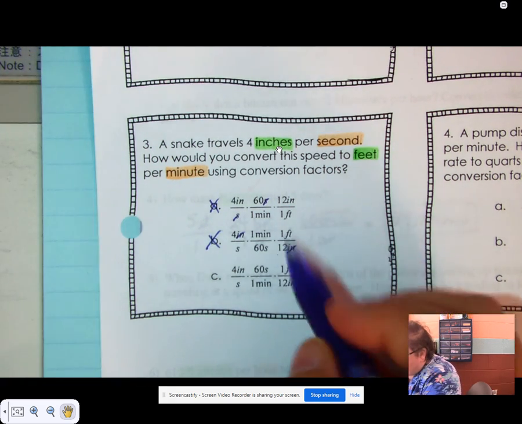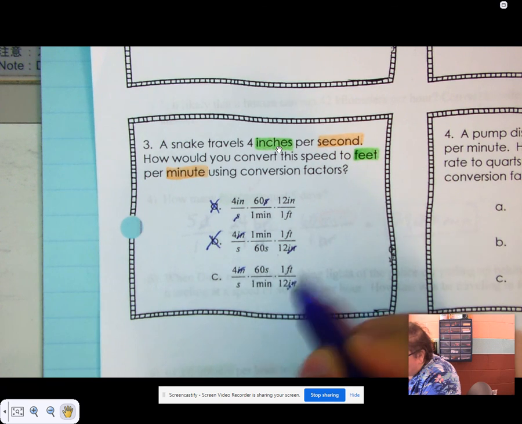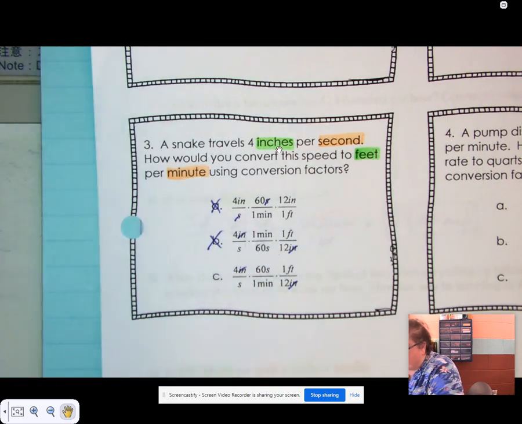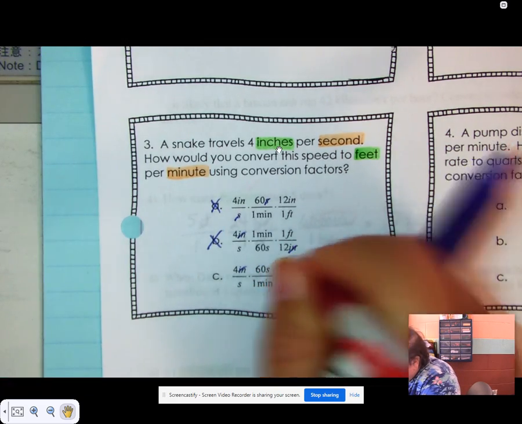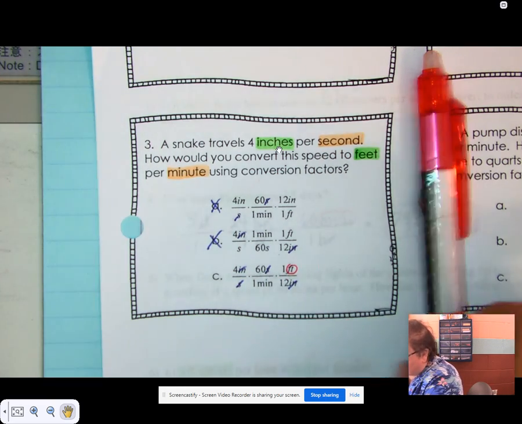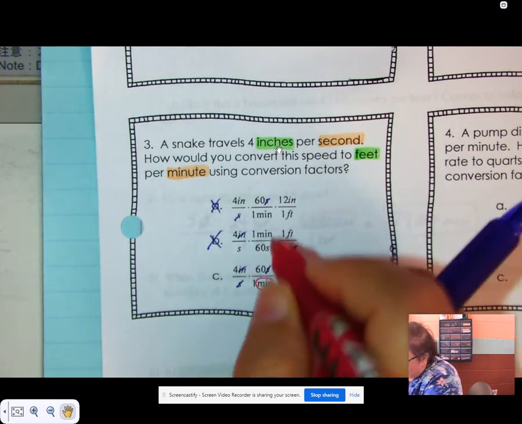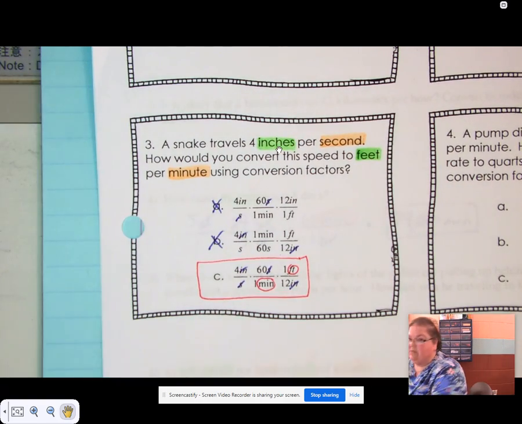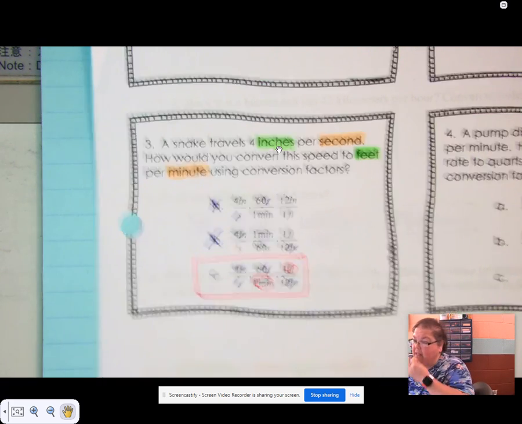Okay, let's look at C. Inches, do they cancel? Because remember, I'm trying to get to feet. So feet is what I have left. My seconds, my time, does cancel. My seconds cancel, and what do I have left? Minutes. So C is your answer. Okay. The multiple choice is a little more thought-provoking because you really have to think it through. So make sure that you do think it through and make sure that you get those correct answers.